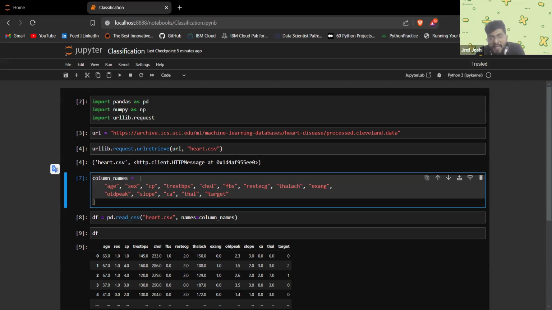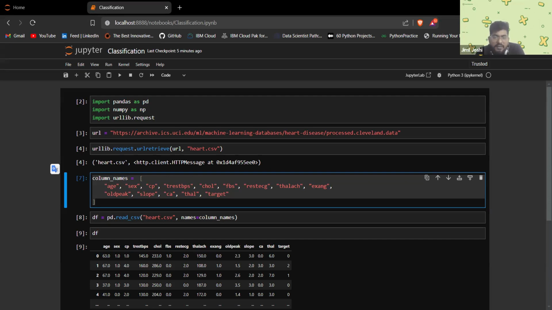We have something called thal, the last column, which represents thalassemia. It's a blood disorder. Okay, thalassemia is present or not. And in the end, we have a target column. It basically represents the heart disease.